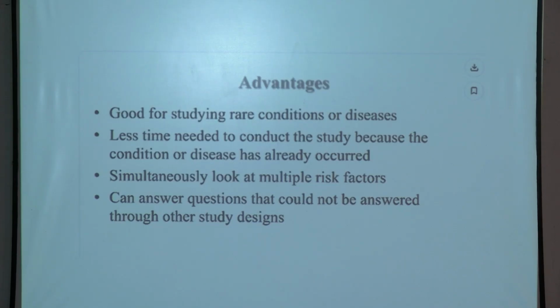Now coming to the advantages of a case control study: obviously good for studying rare diseases, less time required. You can look at multiple risk factors, not just one. So for your thesis or your research project, you're looking at multiple risk factors. For example, if I say that the soil of an area is responsible also for cancer, then you look into that, the climate, whatever else. Multiple risk factors, or it can answer questions that could not be answered through other study designs.